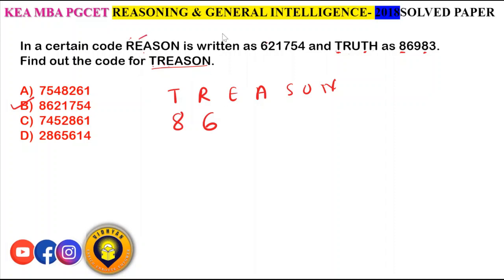Code of E. E is the second letter, it is 2. A is the third letter, which is 1 here. S is the fourth letter, which is 7 here. O is the fifth letter, which is 5 here. And N is the last letter, that is 4 here. 8621754 is the proper code.